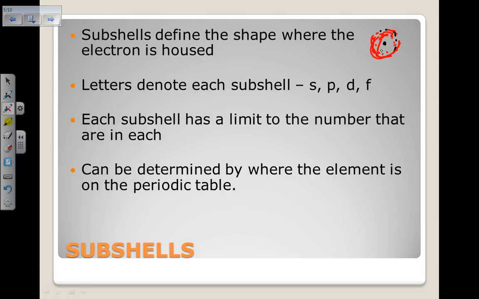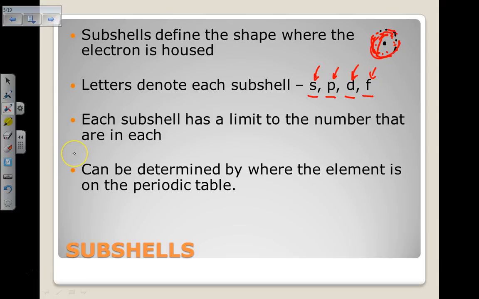And then we identify each of these shapes by a letter. And so the 4 shapes that we have are S, P, D, F in that order. Okay, I know you would think that it's an alphabetical order, but it's not. And so an S is one shape, a P is a different shape, a D is a third shape, and an F is a fourth shape.